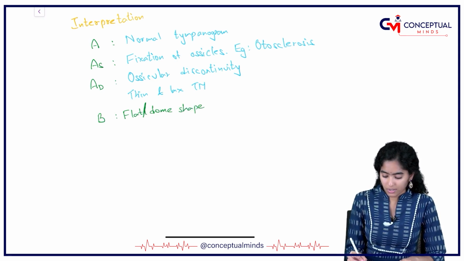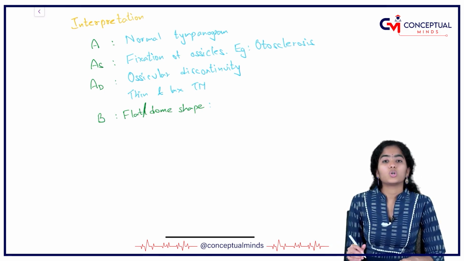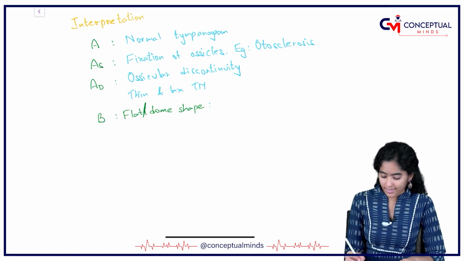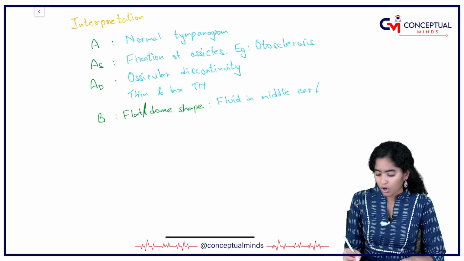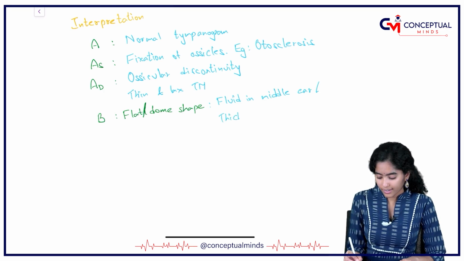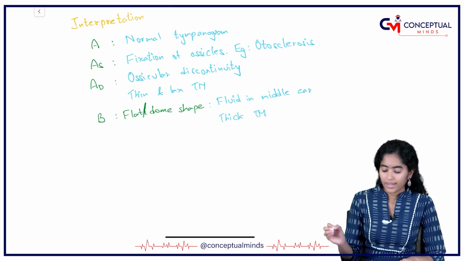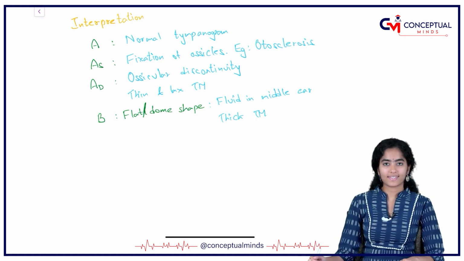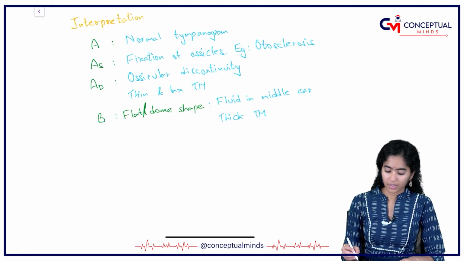When is this observed? When there is no change in compliance, that is, fluid in the middle ear or a thick tympanic membrane. In these two situations, a type B type of graph is observed.